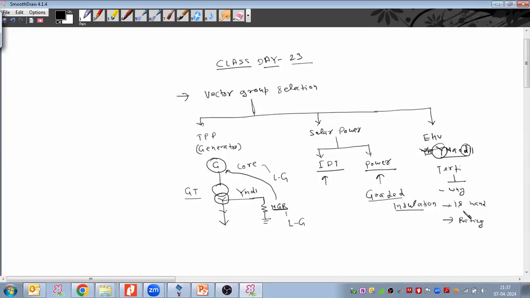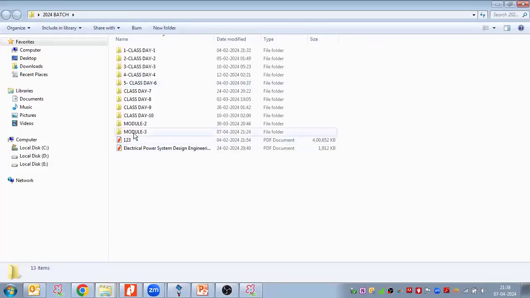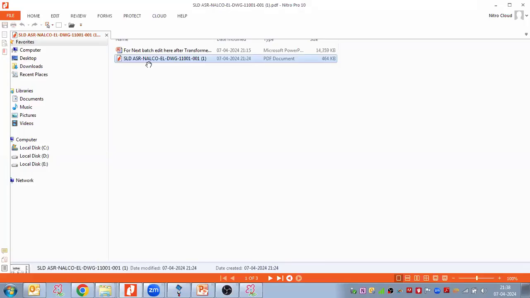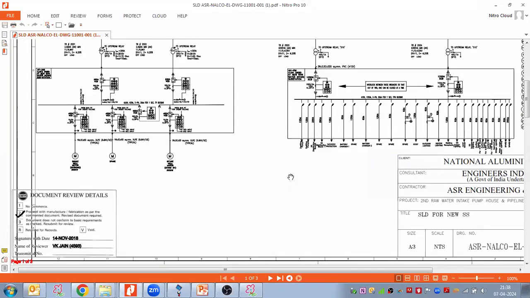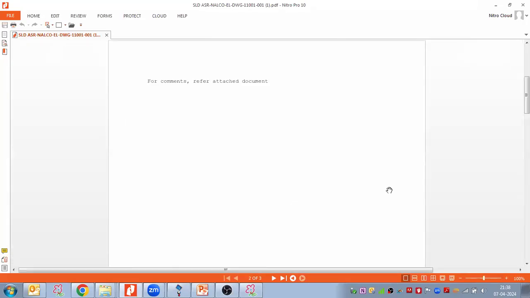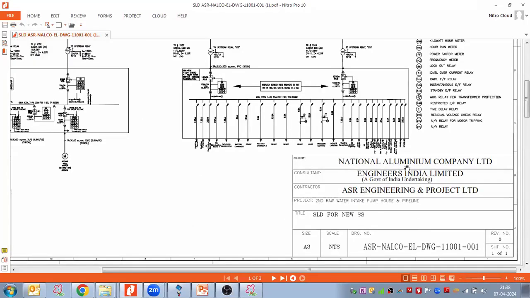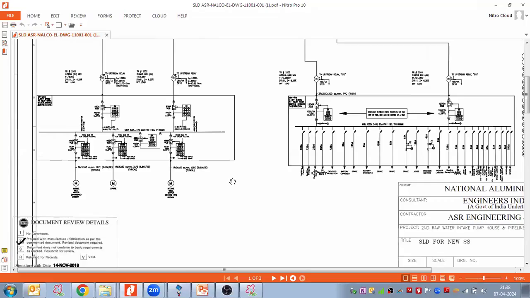Now taking one more example, a single line diagram study that I was putting. I think I have that SLD. Just give me 1 second. This SLD is for NALCO, National Aluminium Company Limited. EIL is the consultant who have approved this, and here we have a single line diagram.